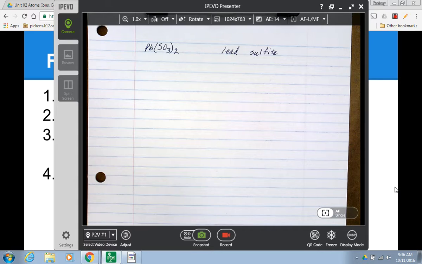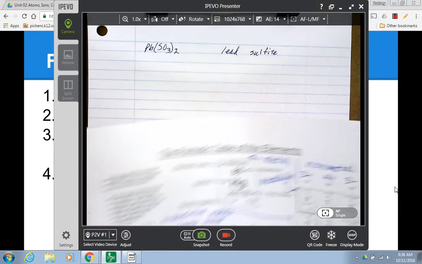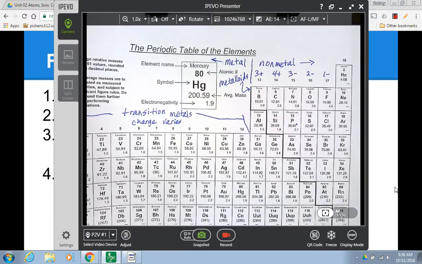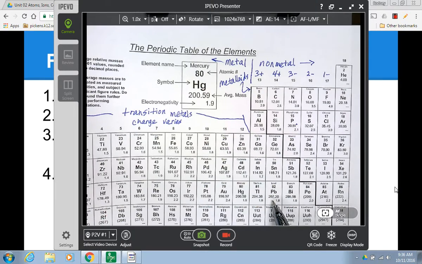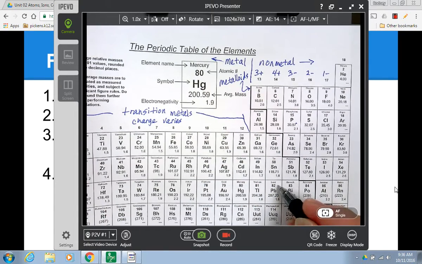Now, lead is one of these that has a different little thing about it. And so if you look on your periodic table, where is lead? Well, lead's located right here. It's in group 14. It's not a transition element, but lead is one that sometimes gets a different charge. Some leads are 2 plus and some leads are 4 plus.